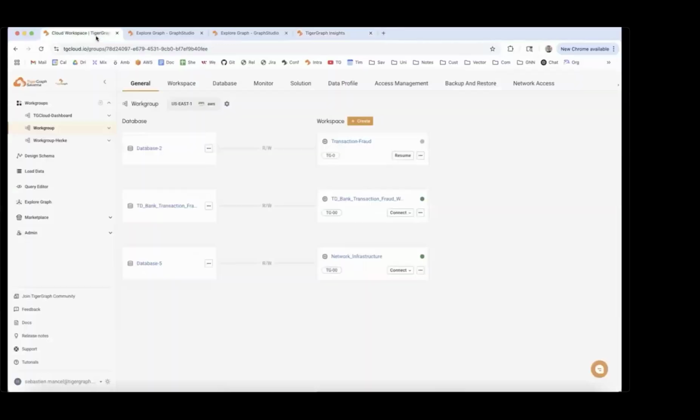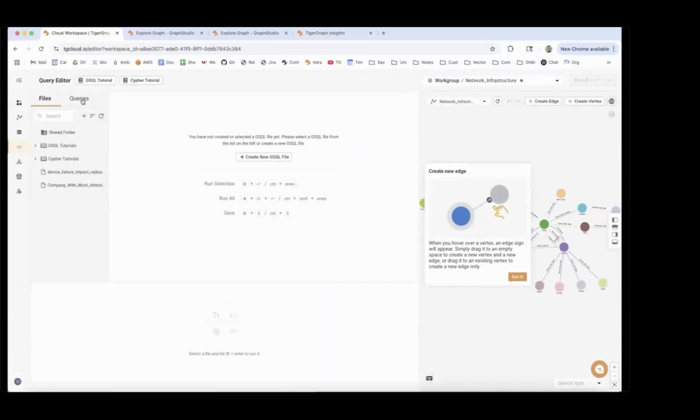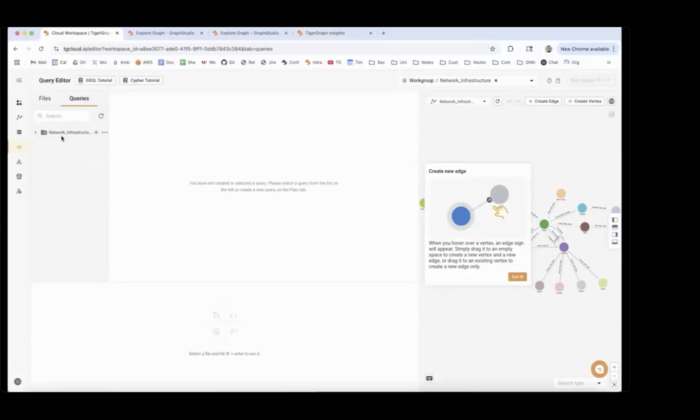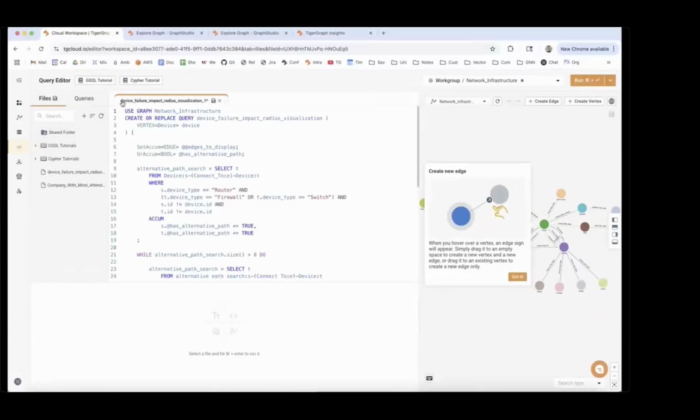Now, finally, I'm going to go and explore my GSQL editor so I can look at the queries. So I'll go to Query Editor. And here under the Query tab, I can see a folder with all the queries that are included with the solution kit. And I can click on each of these and I can edit the queries or I can simply run them. All right, and this concludes our demo today.